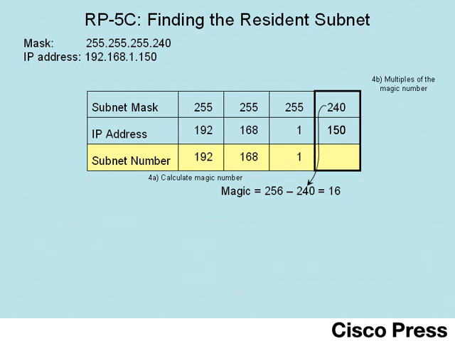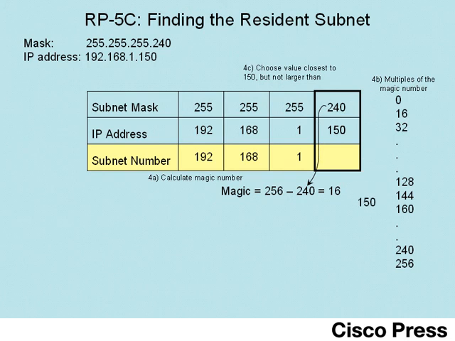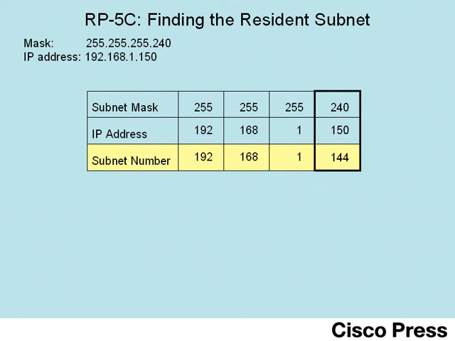Then you calculate all the integer multiples of 16, starting at 0. Here we show part of that list for convenience. And then you compare the IP address's value in the interesting octet to the list. In this case, we're comparing 150 to the list, and 150 is between 144 and 160, as you see here. But we want the value that's closest to 150, but not larger than it. So obviously 144 is the closer but not larger value.